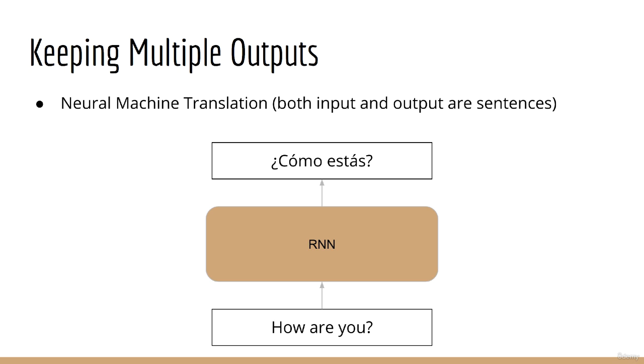At the same time, there are cases where we would want to keep all the y hats at each time. One such example is neural machine translation. In neural machine translation, both your input and your output are sentences. They are just sentences in different languages. In this case, both the input and the target are sequences, and therefore, you need to capture the predictions at each time point.